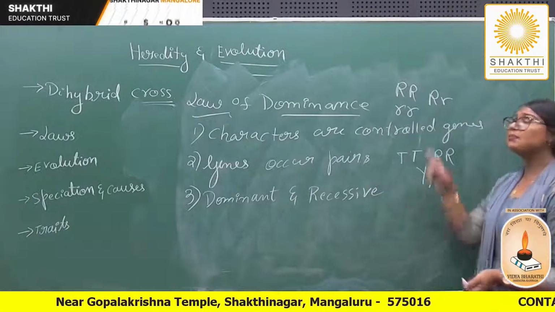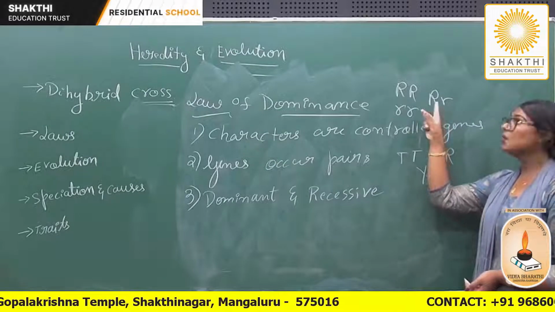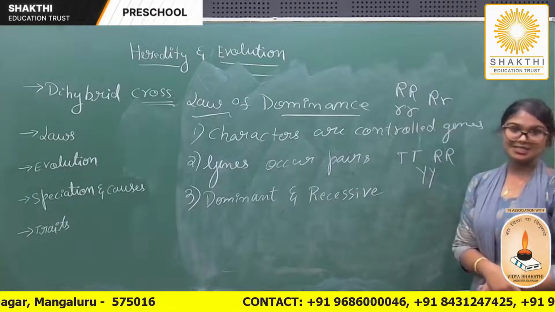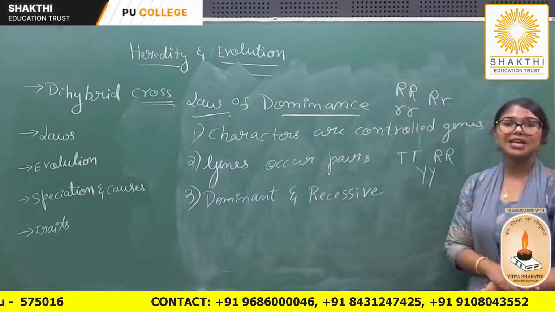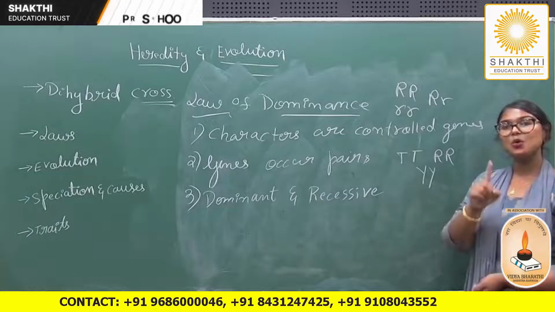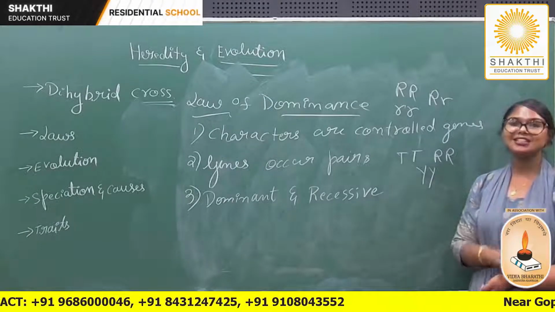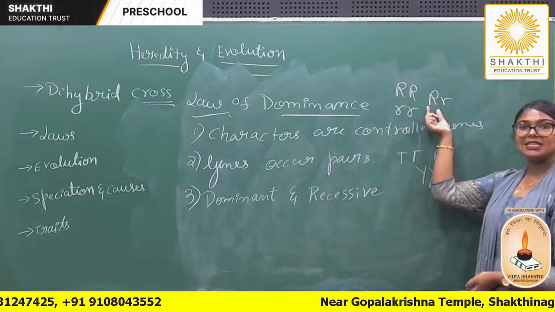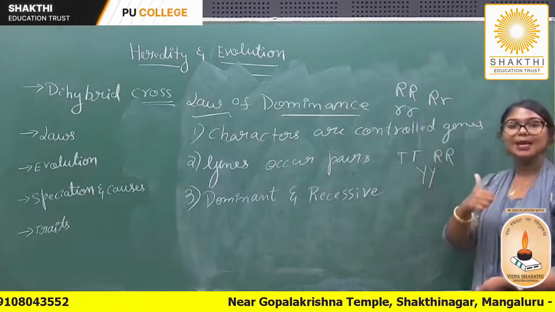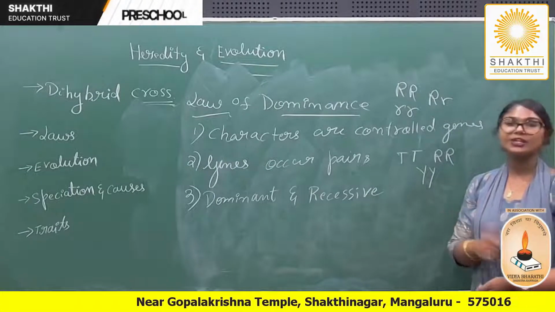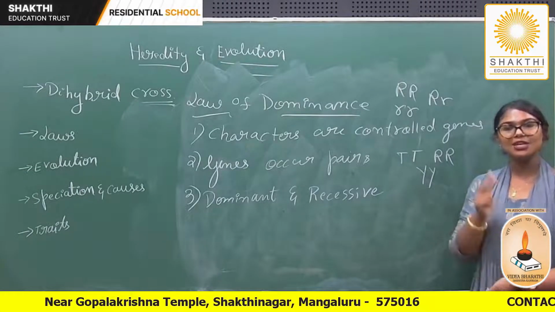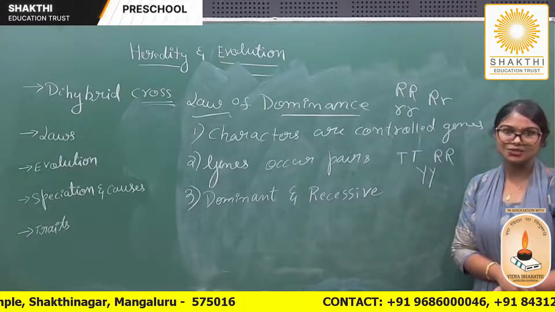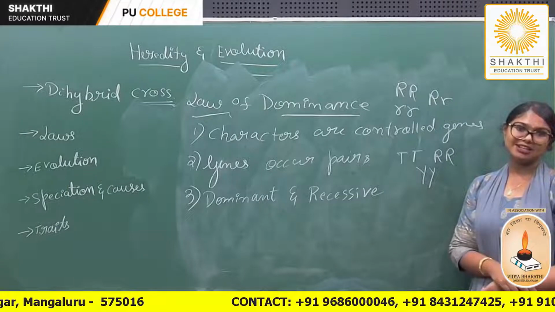So when I have a pair of dissimilar genes, one gene is dominant and the other gene is recessive. The dominant gene is represented in capital letter. That's why capital T as for tall, capital R as for round, capital Y as for yellow. All these are dominant characters, students. They are written in capital letters.